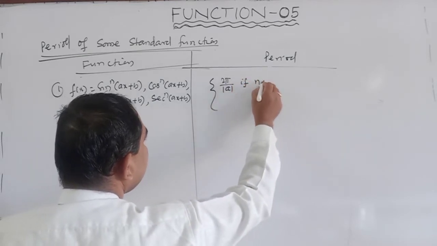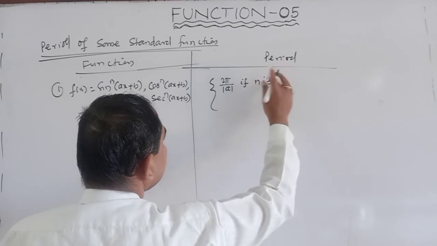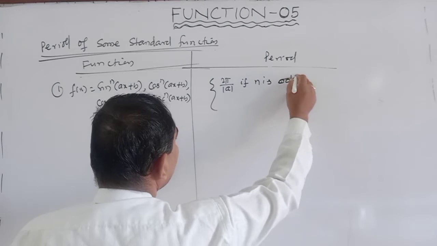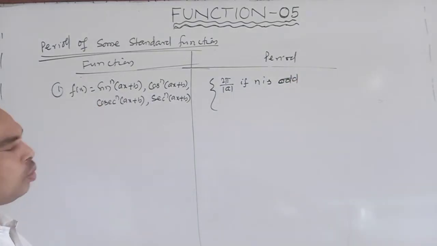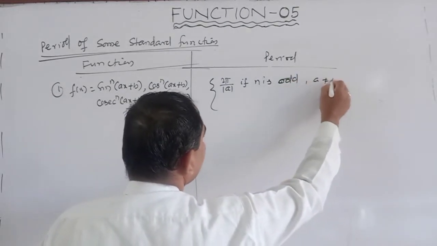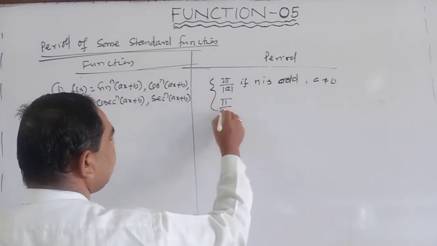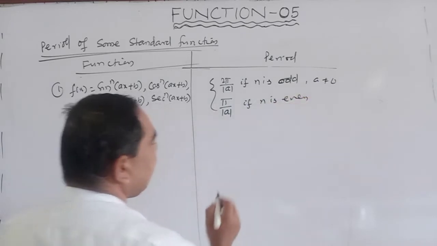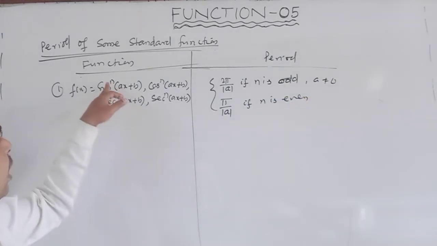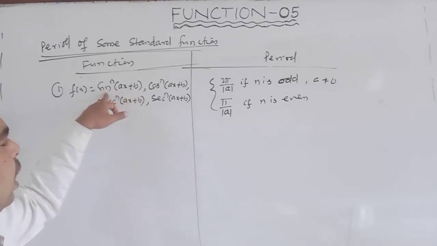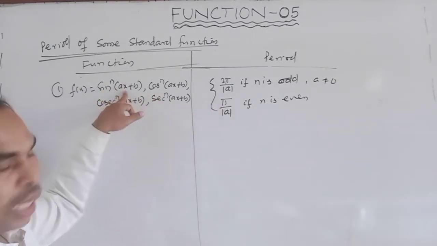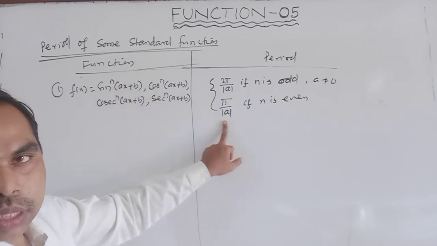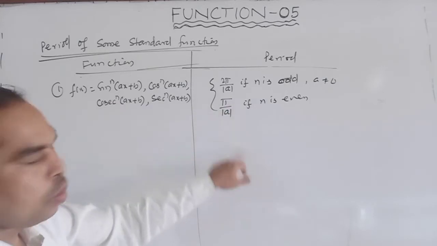if n is odd, a not equal to 0. Next one, pi by mod a if n is even. If the power is even, then the fundamental period of sine is pi by mod a, where a is the coefficient of x. If the coefficient of x is negative, make it positive, meaning pi by the positive value. Okay, next, 2.